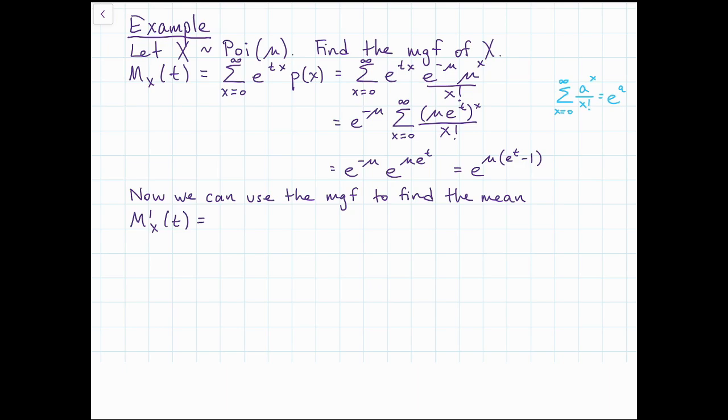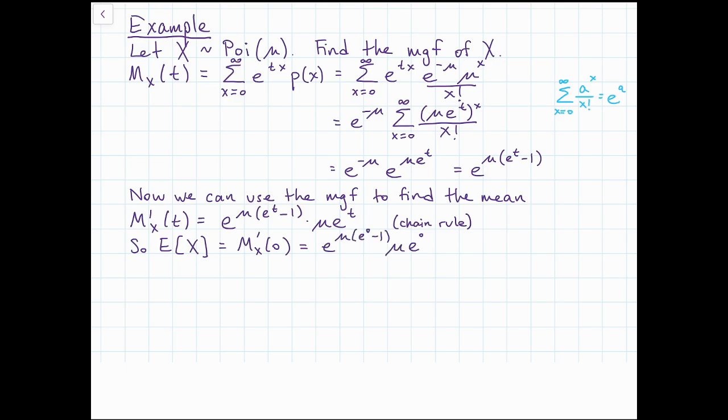We'll take one derivative of this function, and we will need to use the chain rule. So we'll have e to the mu (e to the t minus 1) times mu e to the t, which is the derivative of the top with respect to t. So that gives us our first derivative. And now we can set t equal to 0 to get our mean.